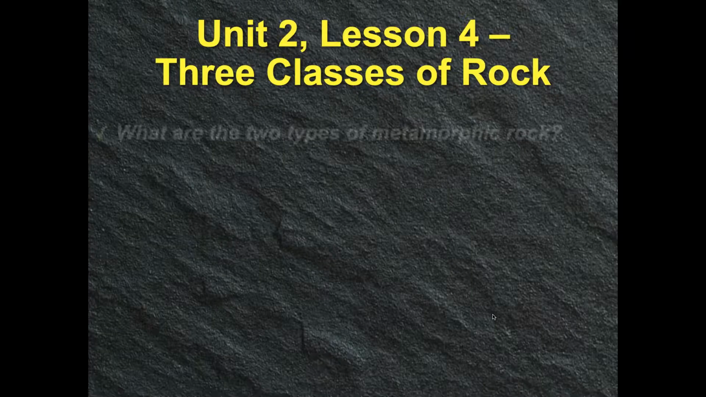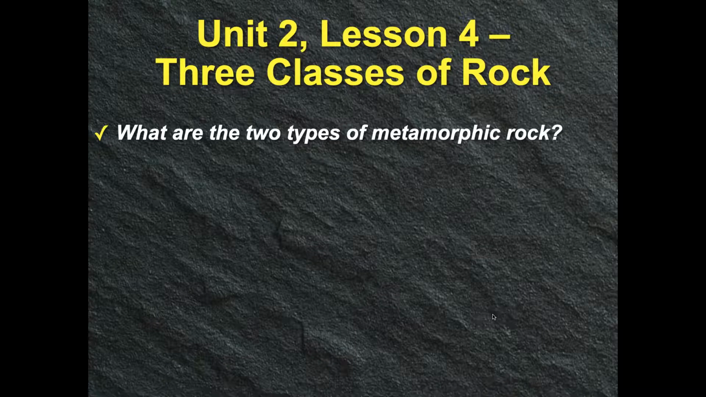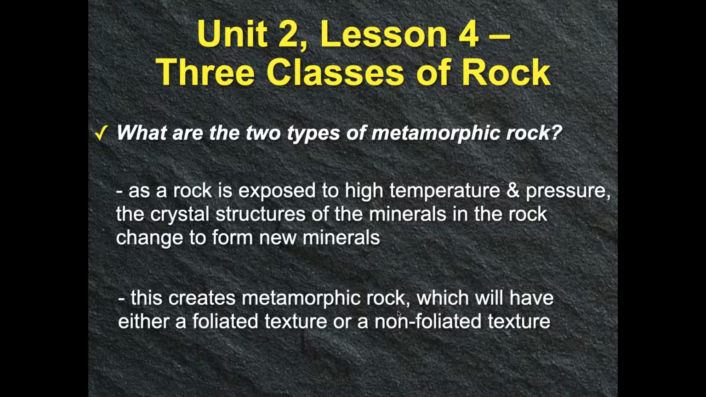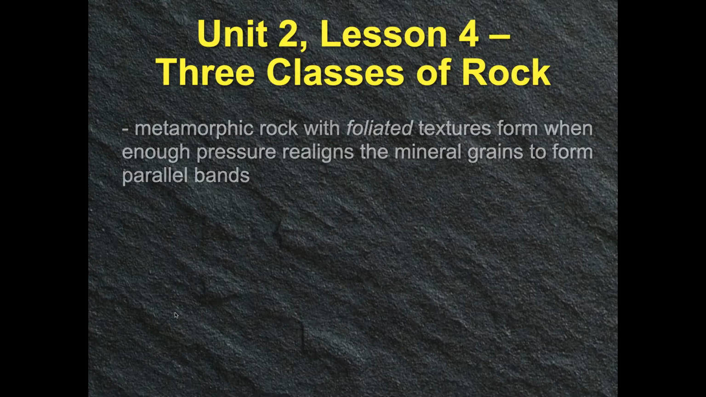Organic. All right, the last type of rock is metamorphic, and there are 2 types. First of all, metamorphic rock is made, as we reviewed last week, when it's exposed to high pressure and temperature. The crystal structures of the minerals change to form new minerals. When that happens, it is called metamorphic rock. And it's going to be one of two things. One type is called foliated texture, and the other is non-foliated.